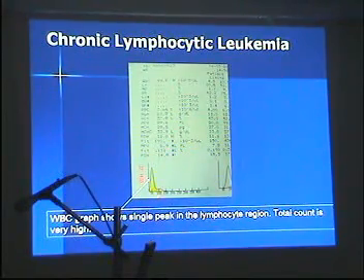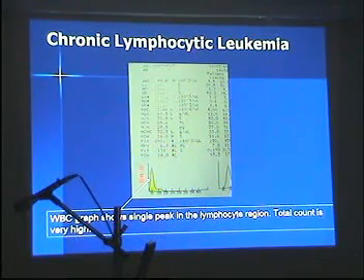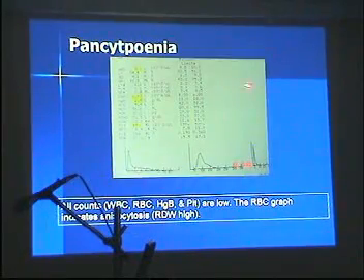Chronic lymphocytic leukemia shows a single peak in the lymphocyte region because they are all small, nice, round, mature cells, and you have a high count. The differential is mainly not given, but from here you can make out that the whole population is only small lymphocytes.